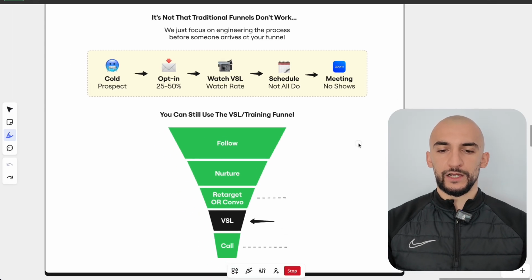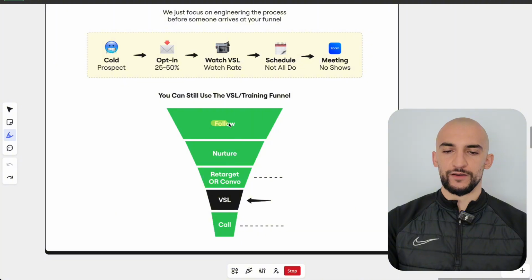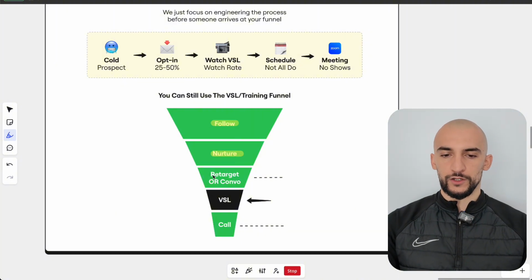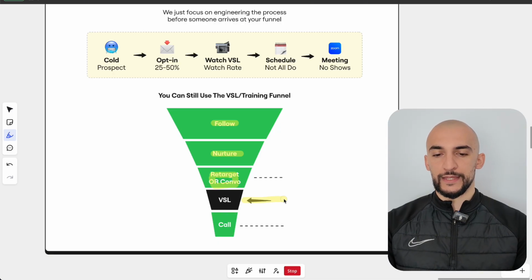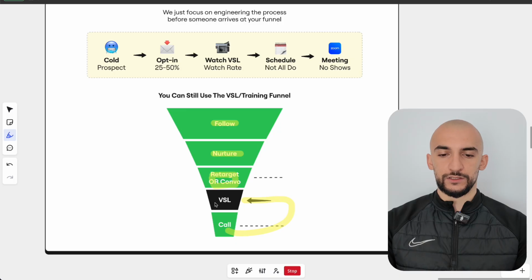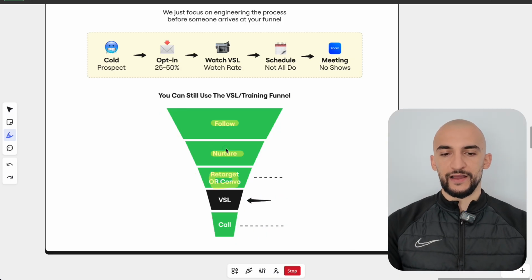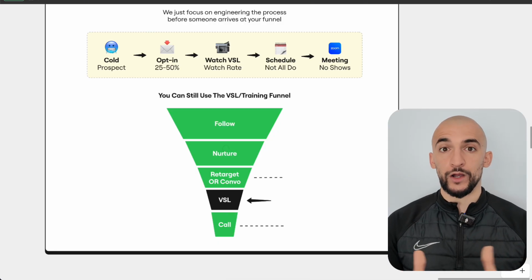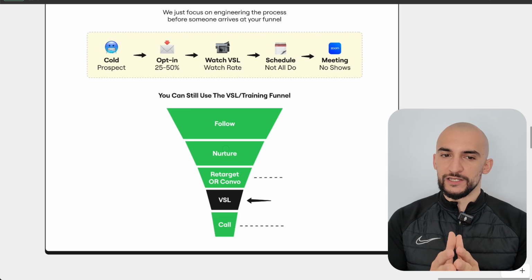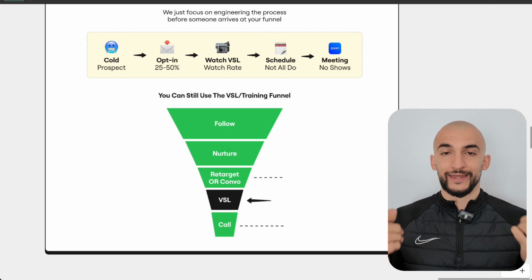Like I mentioned earlier, you can still use the VSL training funnel, because if we have the Instagram follower campaign, the follow, the nurture, and then the retargeting or conversation stage, you can send them through to a VSL where they would then schedule the call. But that's after going through all of this. And I'm going to show you how in depth our nurturing process is and how well thought out it is. And when you're thinking about things logically, guys, you can see how this would work.